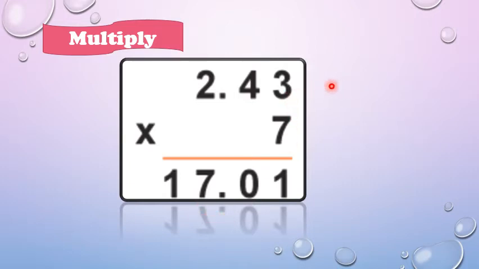Now I'll try to find the correct place of the decimal point. At the factor, the decimal point is after two decimal places. And the other factor, none. There is no decimal point. So, in the product, we will mark off after two decimal places. So, the answer will be 17.01.